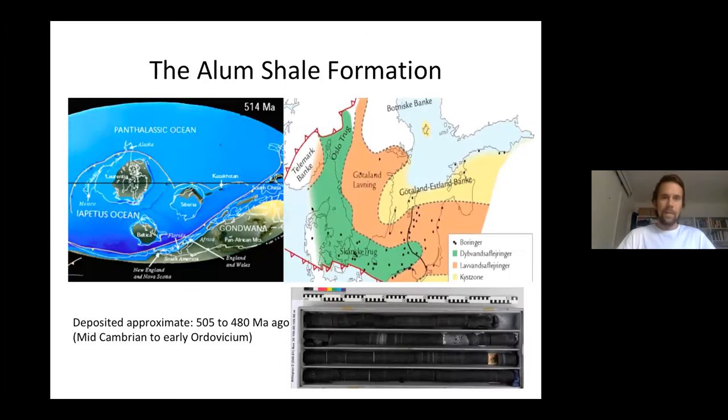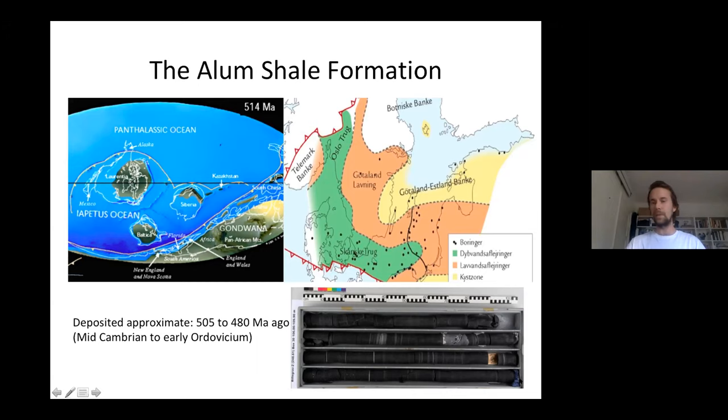So the alum shale formation was formed here at the Baltica continent in the southern hemisphere, and now that has drifted up to the northern hemisphere and can be found today in most parts of Scandinavia. And the shale was deposited from 505 to 480 million years ago, from the mid-Cambrian to the early Ordovician. And this study focused on two drill cores from the alum shale formation, one from southern Sweden called Vogeltofte, and one from the Danish island of Bornholm called the Billegrav-2 core.